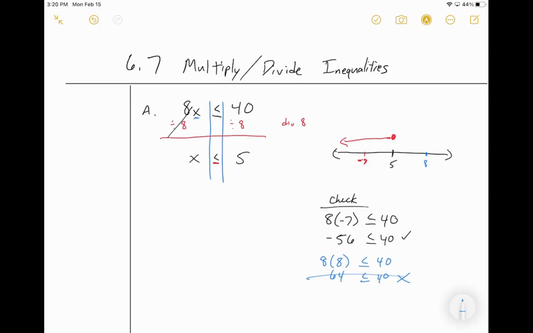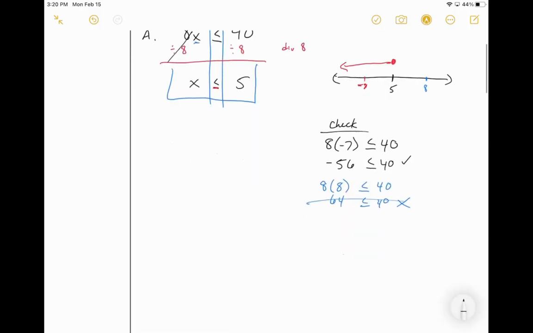So that's how you can try and check these answers, and then I like to put a little box around it. You need to be able to do both things. You need to be able to both put the answer and graph it. And that's it. That's just one step. Real easy, one step inequalities. Let's go ahead and do another one here.